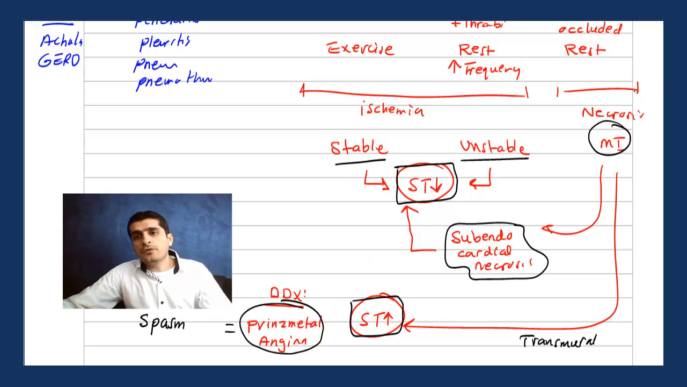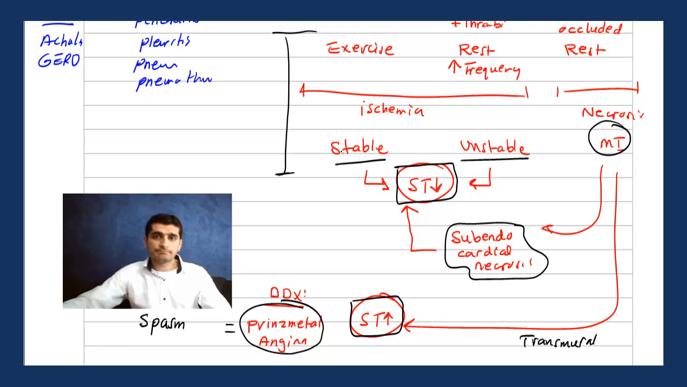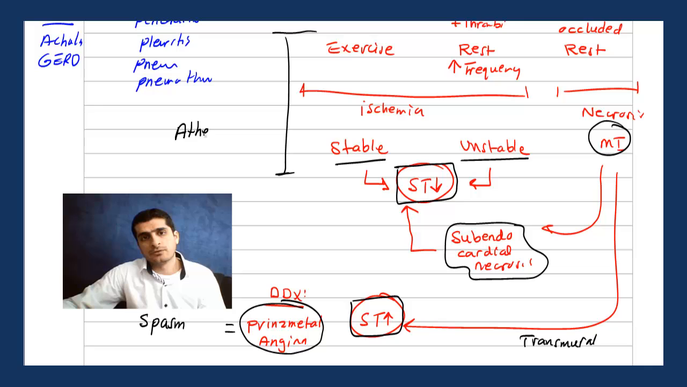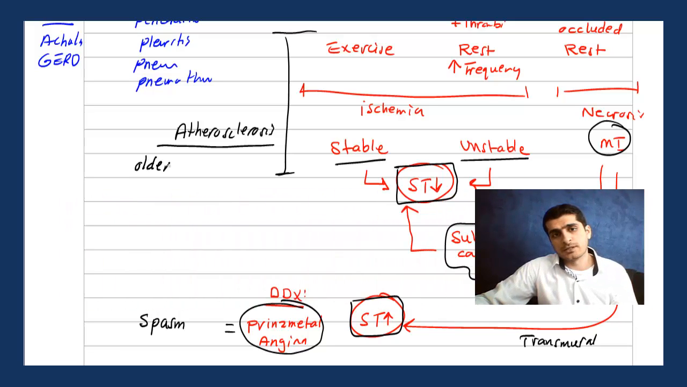While for all of these, by the way, what is the main pathology for all of those, whether it's stable, unstable, or MI? Although I talked about ischemia and necrosis, the main essential pathology is atherosclerosis. So for all of those it is atherosclerosis. And when you are talking about atherosclerosis, usually you will assume it's older, and usually assume risk factors.